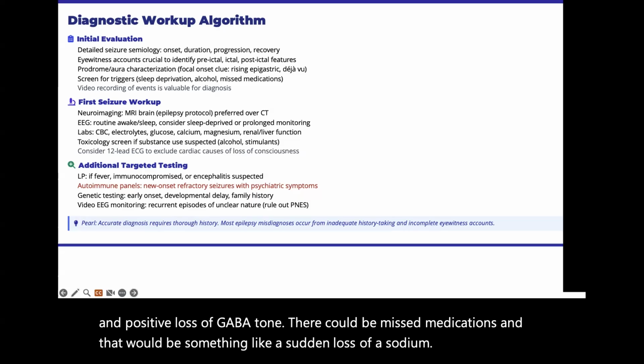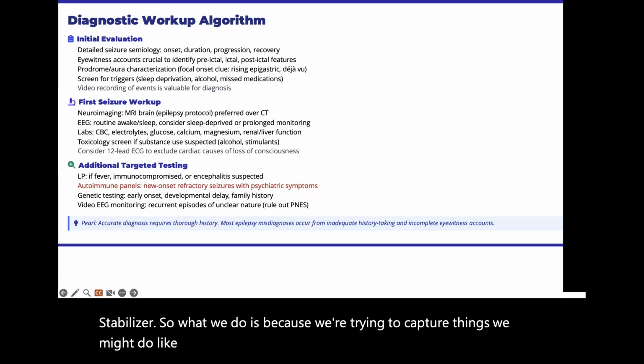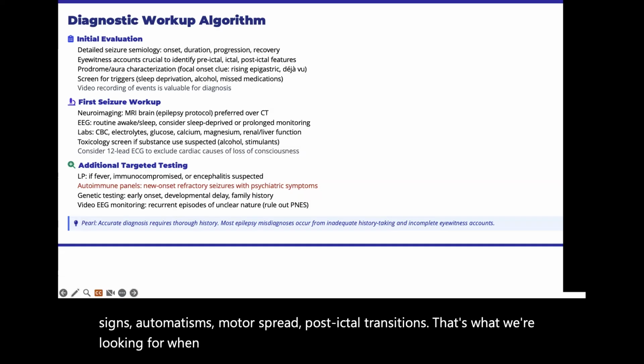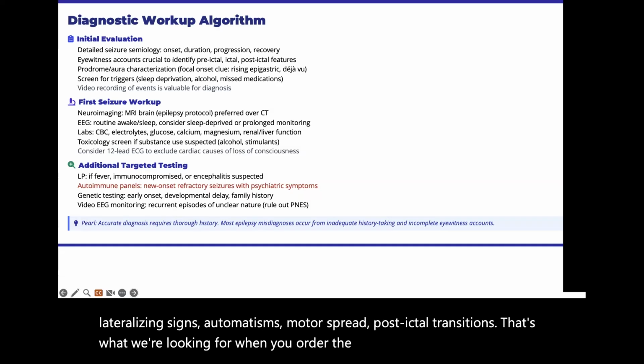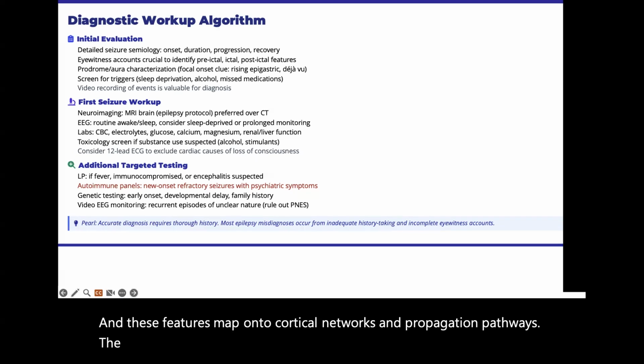So what we do is, because we're trying to capture things, we might do a video recording to allow you to directly observe lateralizing signs, automatisms, motor spread, post-ictal transitions. That's what we're looking for when you order the video EEG. And these features map onto cortical networks and propagation pathways. In the first seizure workup, each test is going to target a specific pathophysiologic category.